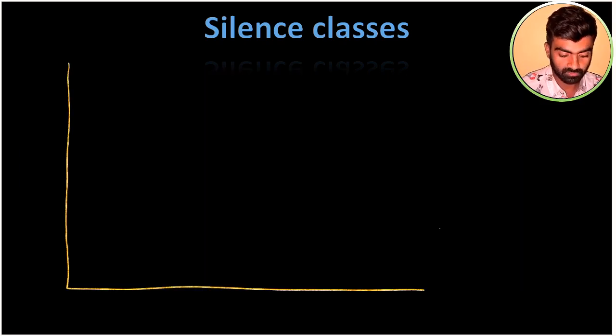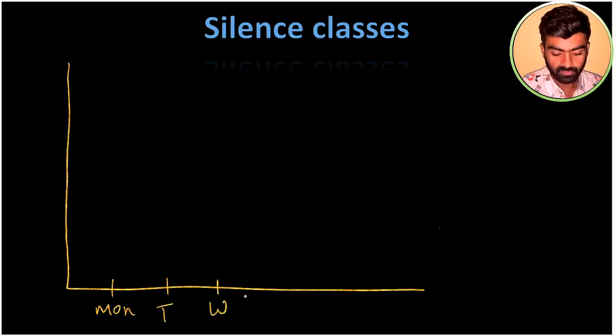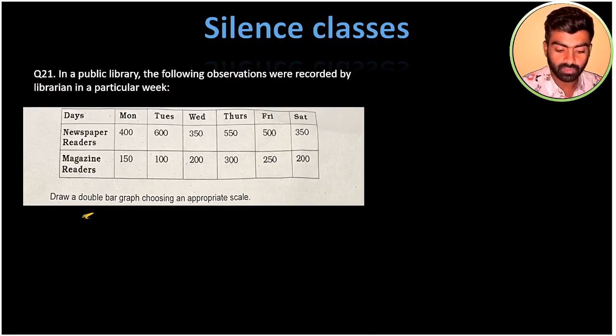I will write down days over here: Monday, Tuesday, Wednesday, Thursday, Friday, and Saturday. Now over here you can check it out. The difference means the scale we have to find out, and there is a difference of 50 we are getting, because 50, 100, 150, 200. Like this I'm getting the values.